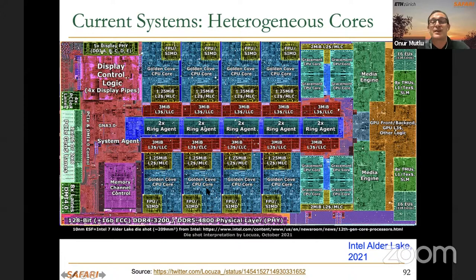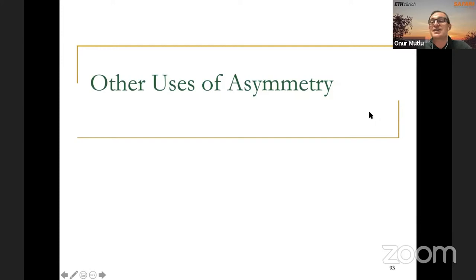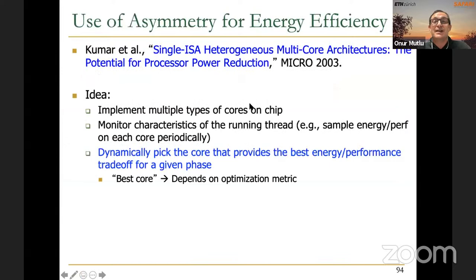But let me switch gears a little bit and talk about other use of asymmetry. And I think this is also interesting. Some of them are going to be overlapping, but some of them are not going to be overlapping, especially the first one. And this first one is the use of asymmetry for energy efficiency. And you can see that this was one of the first proposals for heterogeneous multi-core. Why don't we implement multiple types of cores on a chip, monitor the characteristics of the running thread, meaning sample energy and performance that we get on each core periodically, and dynamically pick the core that provides the best energy and performance trade-off for a given phase. And the best core depends on the optimization metric in this case.